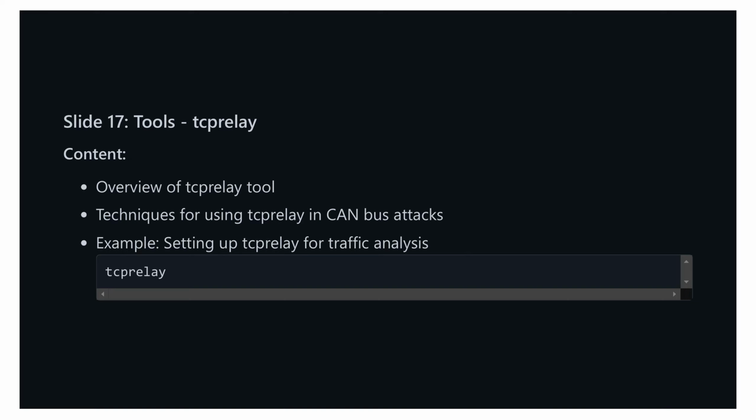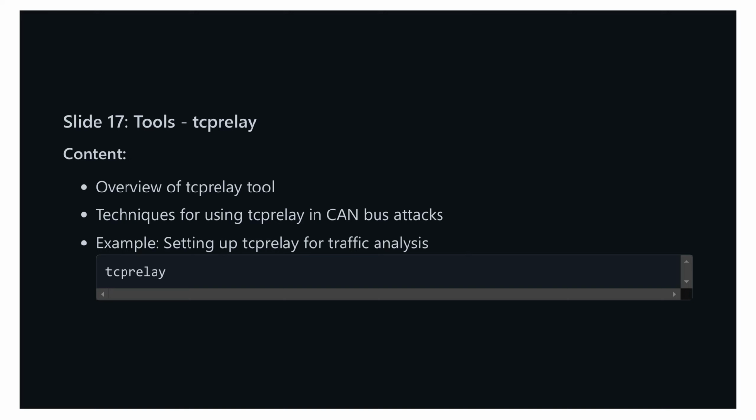TCP Relay is designed to bridge and relay TCP traffic, making it highly effective for intercepting and modifying data transmissions on a network, including those in specialized systems like the CAN bus, often found in automotive and industrial settings. We'll explore specific techniques for utilizing TCP Relay in CAN bus attacks. This includes setting up the tool to capture and relay messages between CAN nodes, allowing us to analyze, modify, or inject custom messages into the network.